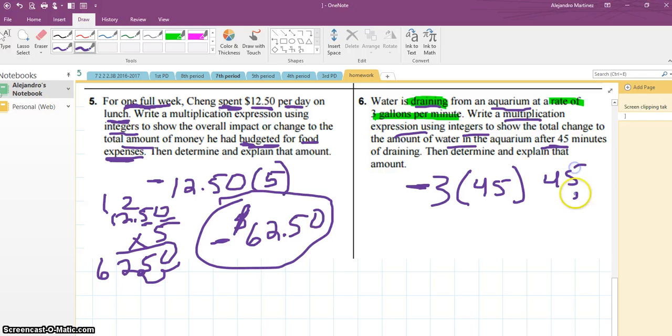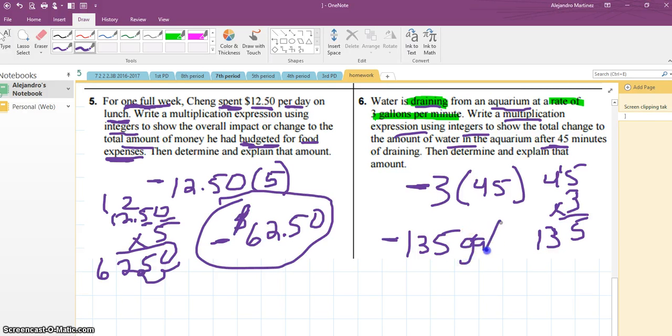So 45 times 3. 5 times 3 is 15. 4 times 3 is 12, plus 1 is 13. So we have an overall change of negative 135. Because a negative times a positive is negative. So this is how much water has drained. Okay, so 135 gallons, okay, in 45 minutes.